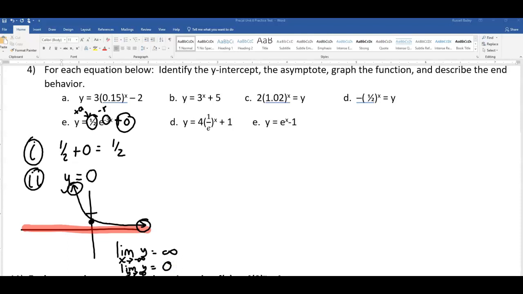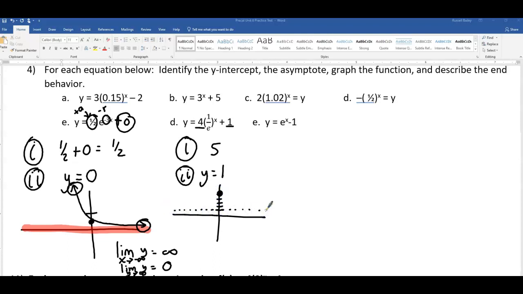All right. Part D. So y-intercept is a plus c. Horizontal asymptote is the c value, which is 1. Graph time. Y-intercept is 5. Horizontal asymptote is 1. And we're going to go ahead and take a look at our a value, which is positive.